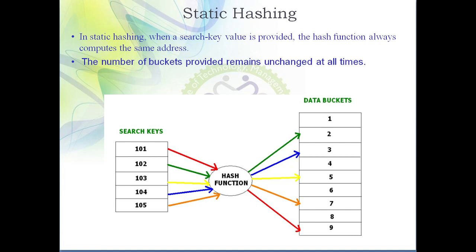In this case, the number of buckets provided remains unchanged at all times. For example, here we have taken the size of bucket as 9. Total 9 buckets are there. So suppose my database size grows, in that case I don't have any option to increase the number of buckets, because I have selected the concept of static hashing. Static means fixed. The number of buckets is fixed here. So this is the concept of static hashing.